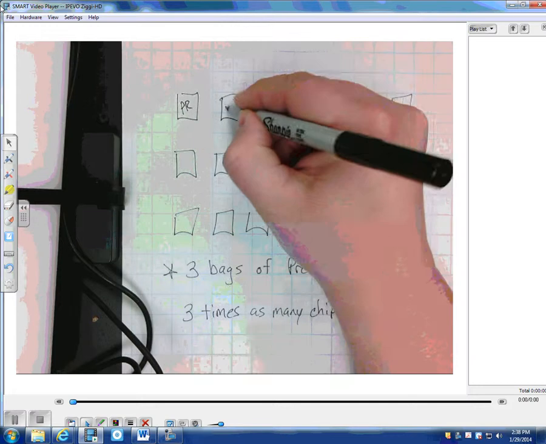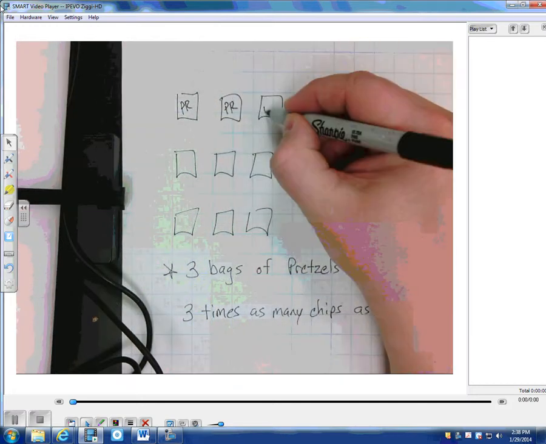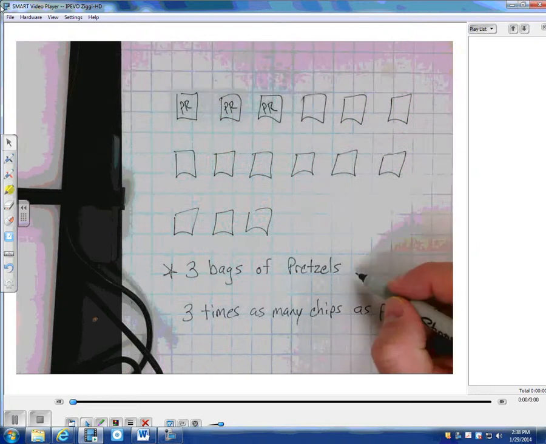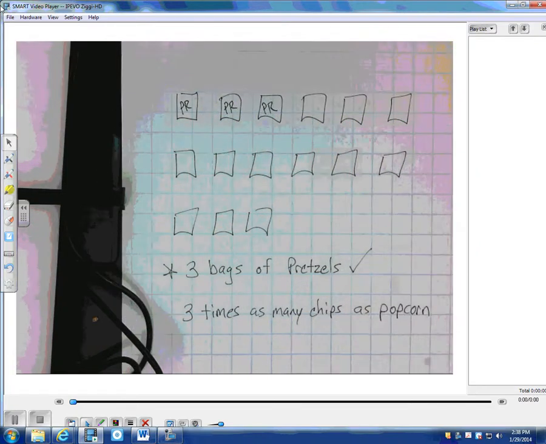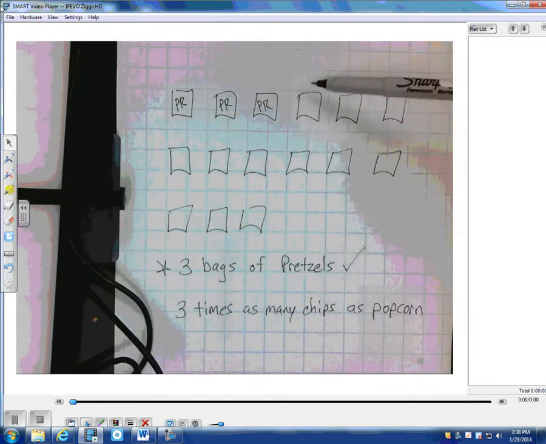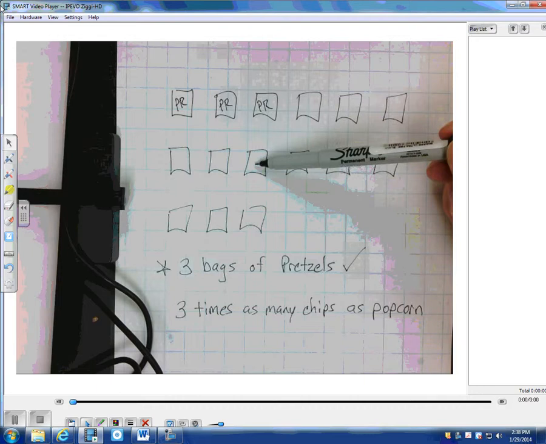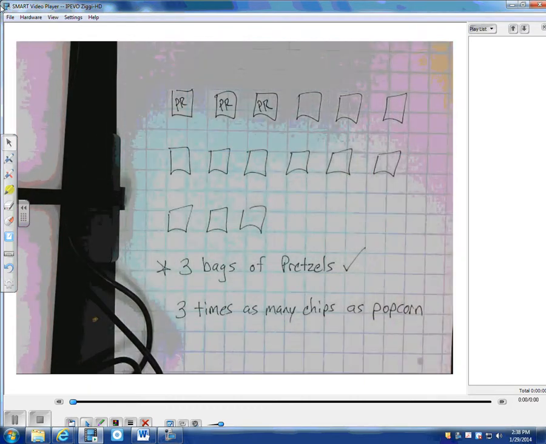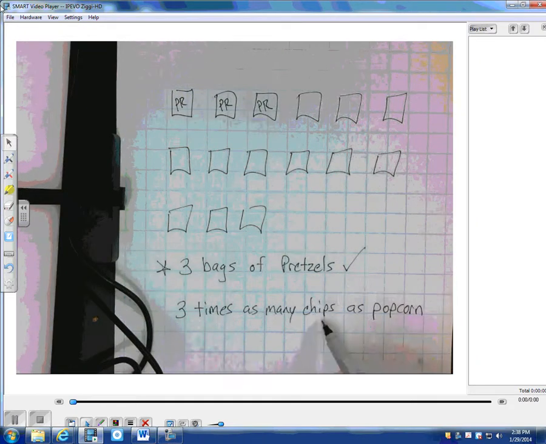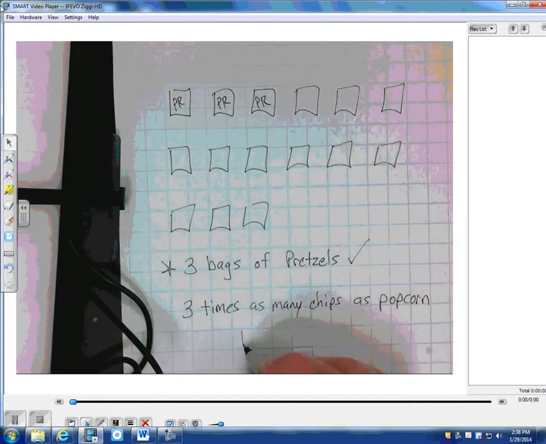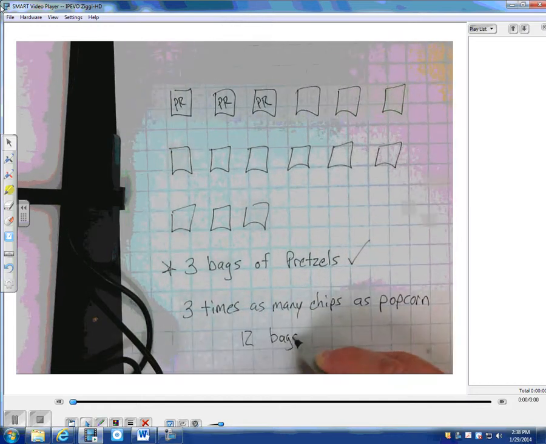PR, PR, PR. Okay, so now I know this part of the problem is done. I know there are 3 bags of pretzels. So that leaves me with 1, 2, 3, 4, 5, 6, 7, 8, 9, 10, 11, 12. That leaves me with 12 bags of either chips or popcorn. Okay, so I have 12 bags left.